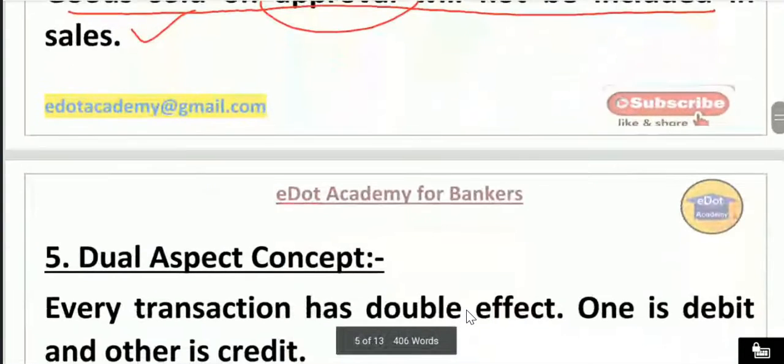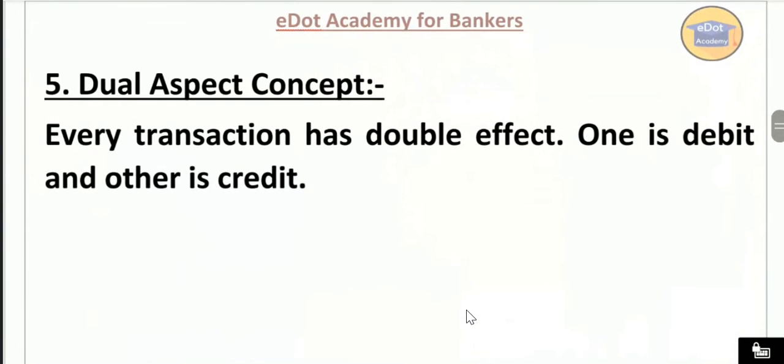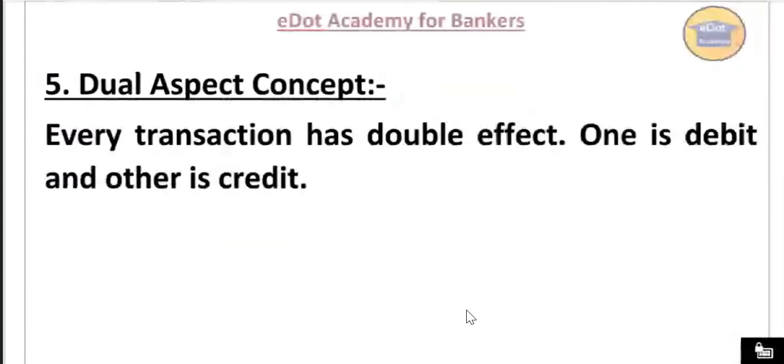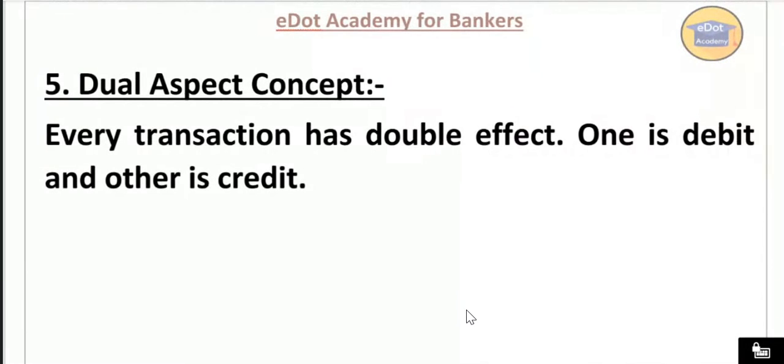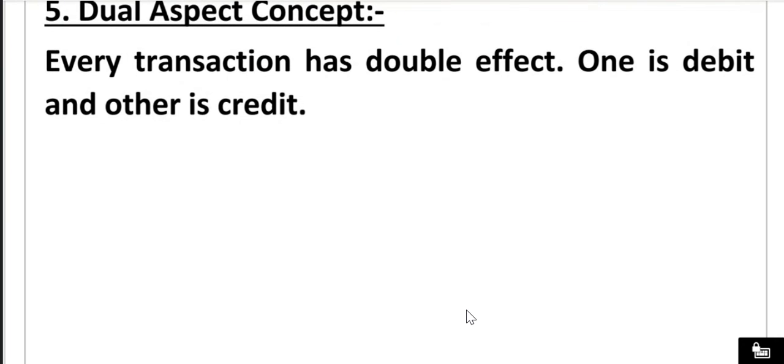Now moving ahead, dual aspect concept. In the books of account, every transaction has double effect. What is the meaning of double effect? It means in the books of account, one account is always debited and the other account is always credited. Each and every entry has, there is no exception at all, always a double effect.